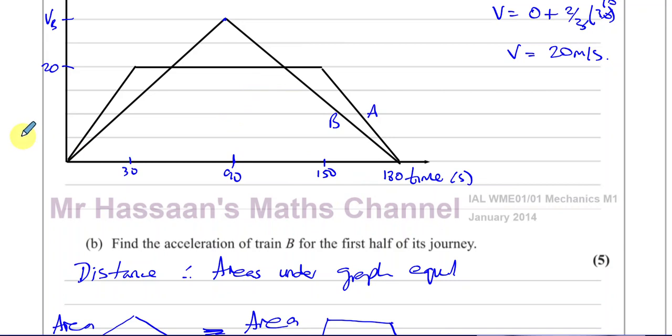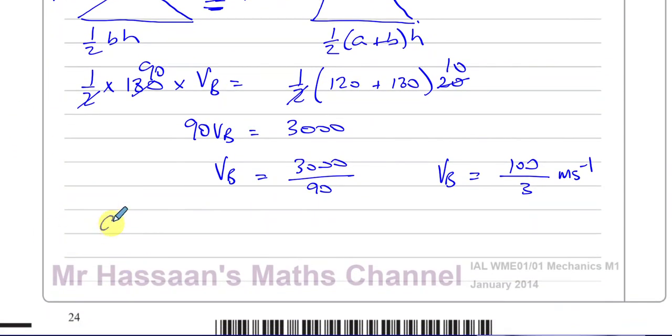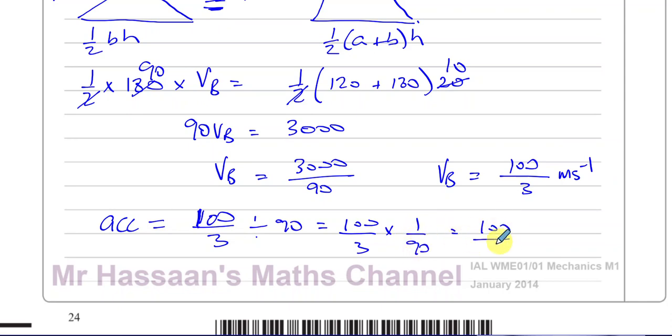Now I know this is 100 over 3. I'll leave it in this form. I can find the acceleration. The acceleration is the gradient of this line, which is 100 over 3 divided by 90. So the acceleration is equal to 100 over 3 divided by 90, which is 100 over 3 times 1 over 90, which is 100 over 270 meters per second squared.